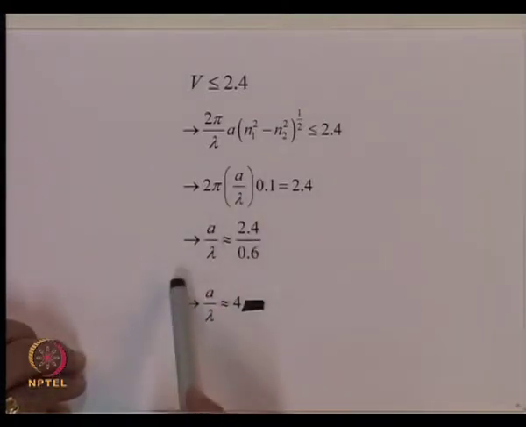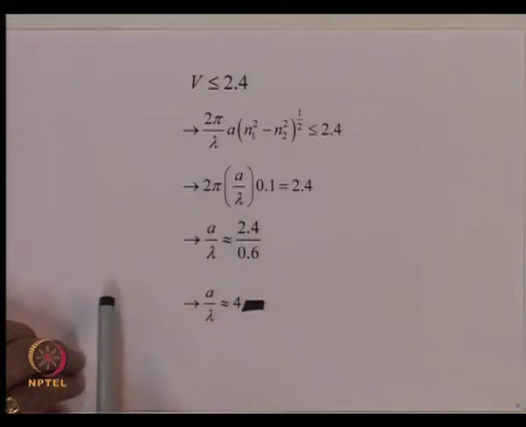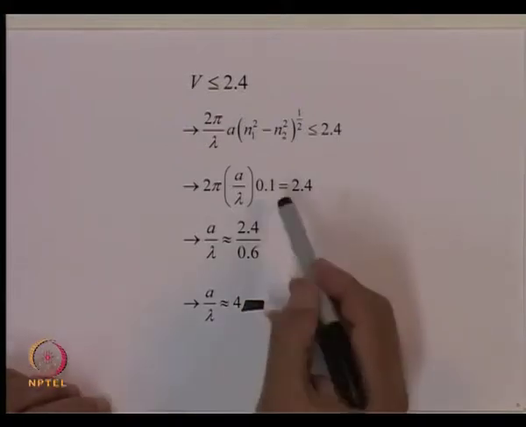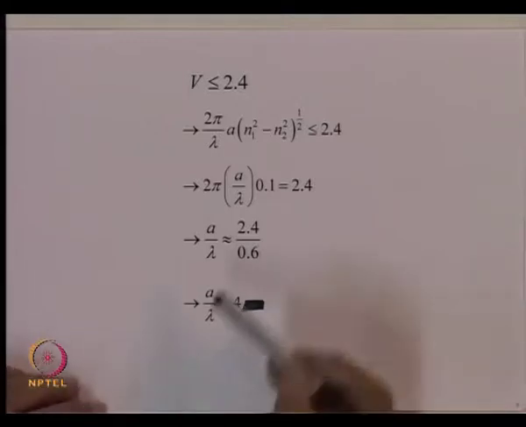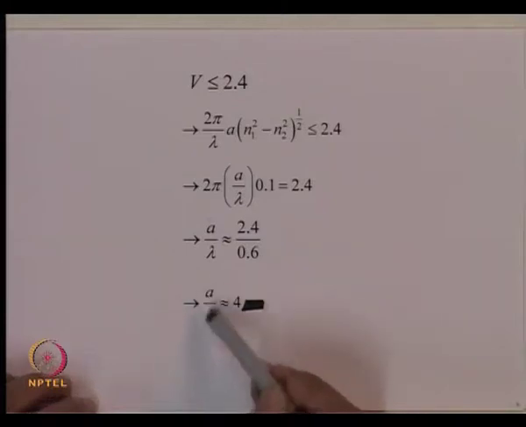So, from here we get A by lambda approximately 2.4 divided by 0.6. This is 2 pi, which is approximately 6, times 0.1, which is 0.6. So, we get A by lambda typically of the order of about 4, for a numerical aperture of 0.1. If you make the numerical aperture smaller, we can get A by lambda larger, but typically these are the values which you will see in practice. So, we get A by lambda about 4.